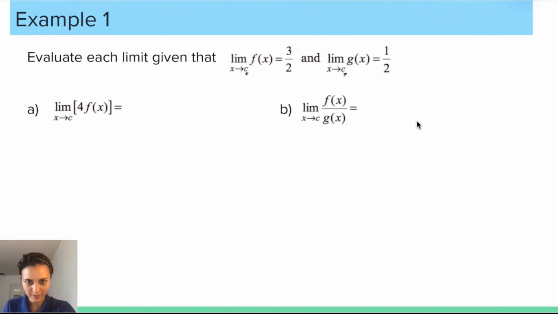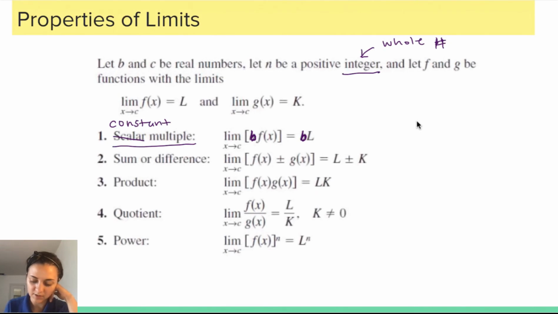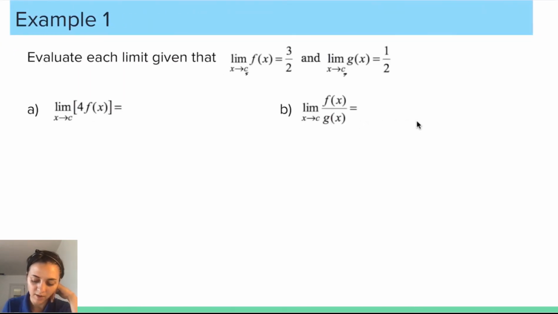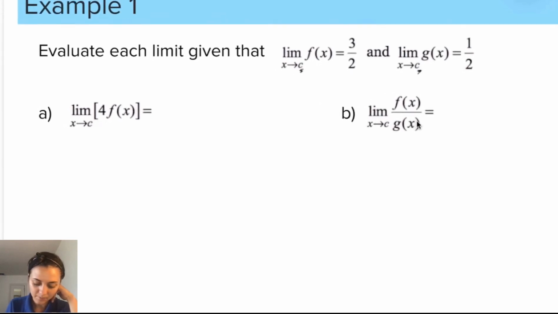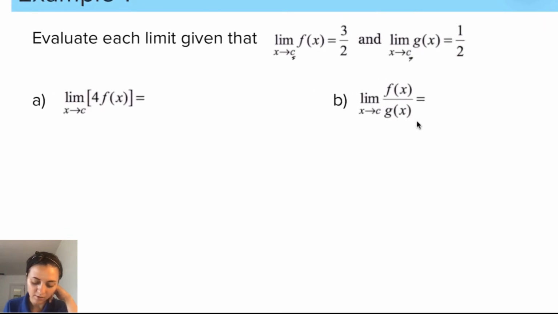So just like in the definition on the previous page, we're given two different functions, f and g, and we're given the value of the limit of f and g as x approaches c. So it looks very similar to the notation that we were given on this previous page, except we're given actual limit values. So we're asked to find the limit as x approaches c of 4 times f of x.